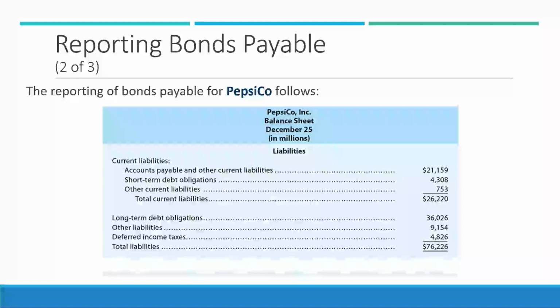And so this is how it looks on the balance sheet, right? We have our current liabilities, including any bonds that are due where the maturity date is within the next 12 months. That would be in the current liabilities, under short-term debt obligations. Long-term debt obligations is where the majority of the bonds would be because they're due within more than 1 year.